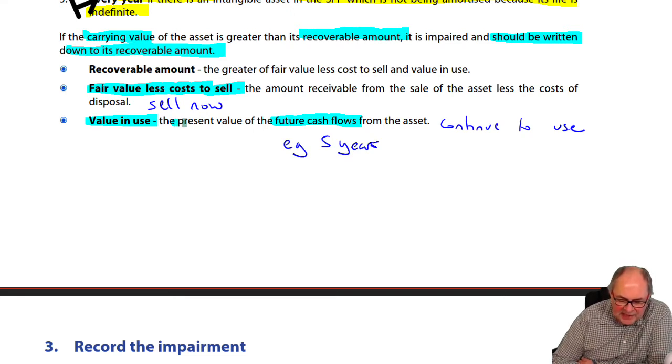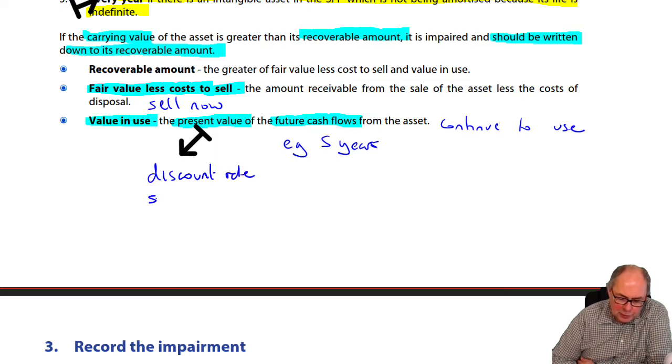You're then discounting them to present value. What you should know is that when they do that discounting, the discount rate should represent the risk in the assets.